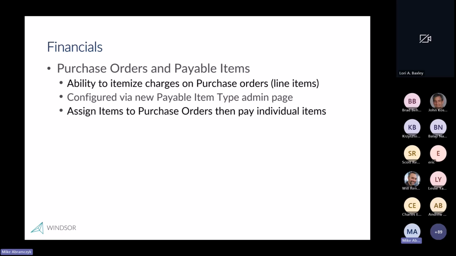These are configured, one, at the project type level. So the project type will dictate whether or not the itemized purchase order functionality is available, or the base, more loosey-goosey version is available. And then the calculation methods for each of the payable items are configured on the payable item type screen. And then payable items and their amounts are assigned to the purchase orders and then paid via the payable item screen.